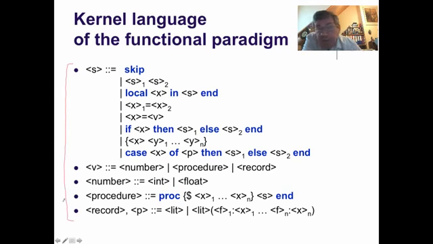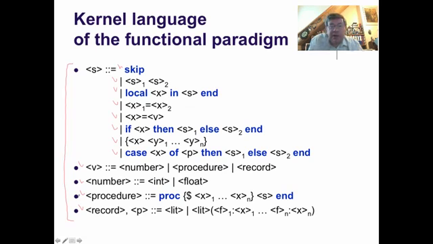In fact, we have seen the full kernel language of the functional paradigm with all the instructions. These are the instructions in there: skip, sequential composition, local, binding to identifiers, identifier value, if, procedure call, case. We've seen the different values: numbers, procedures, and records. Those are all the instructions and all the types in the kernel language of the functional paradigm.